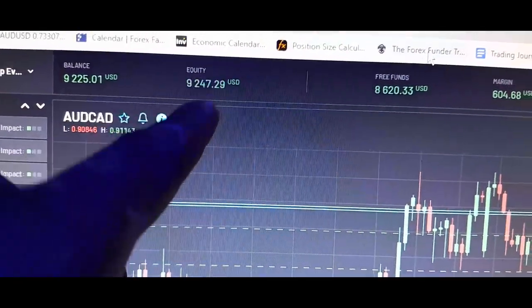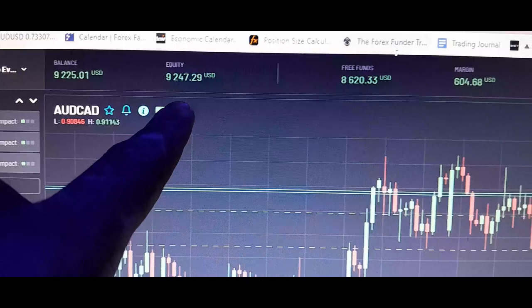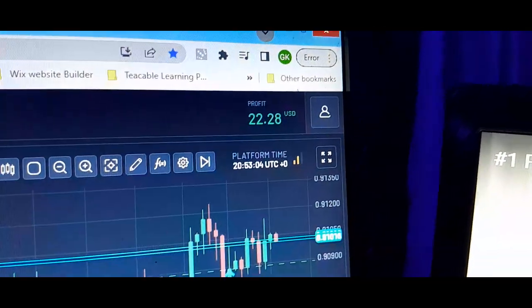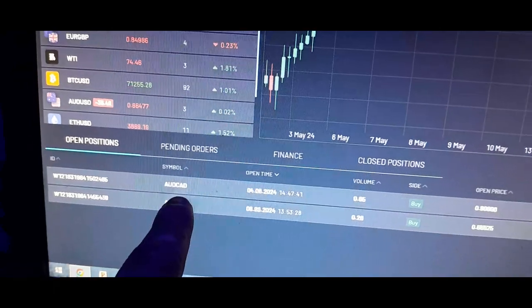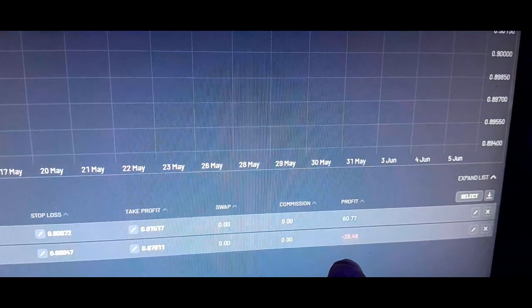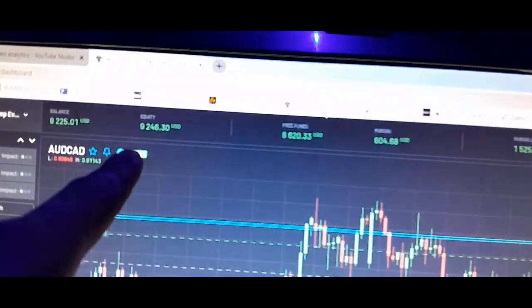Just an update, guys. As you guys can see, the account is still currently at $9,240, and there you can see our profit is at $22, and we can see our Aussie Cat and Aussie dollar trades are still running. Our Aussie Cat trade is currently at $60, and our Aussie dollar is currently at $38, guys. So I'm gonna keep you guys updated.